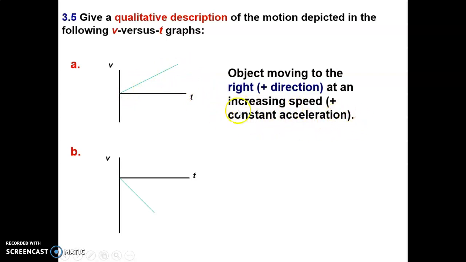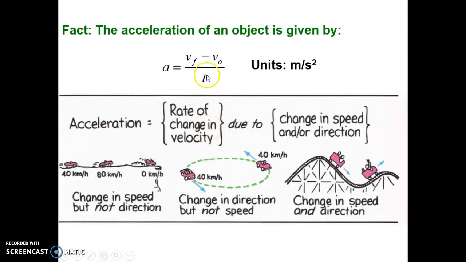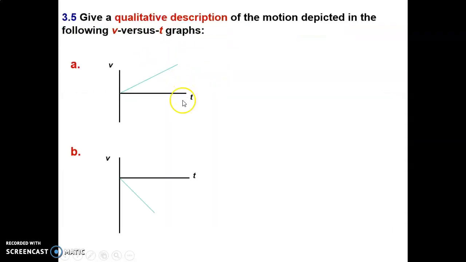How do I know this? What is the slope of this line? What is the slope of this graph? What happens when you take rise, which is v, and divide by run, which is t? What is v over t? V over t is a. So the slope of a velocity time graph is acceleration. Write that down. The slope of this graph and this graph and any VT graph is a, acceleration.